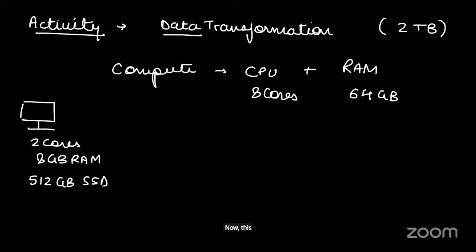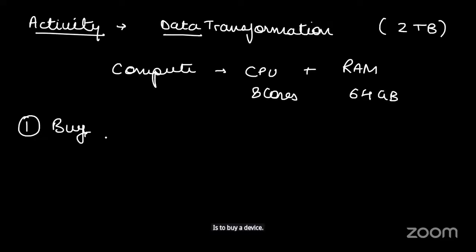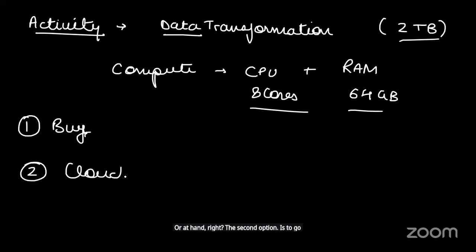Now, this is obviously not enough. So one thing is out of the equation, and that is the device that I have, right? So now I am stuck with no device at all. I have two options. One is to buy a device, all right? Buy a device which is equivalent to this particular configuration, so that you can perform the task that you have at hand, right? The second option is to go to cloud.